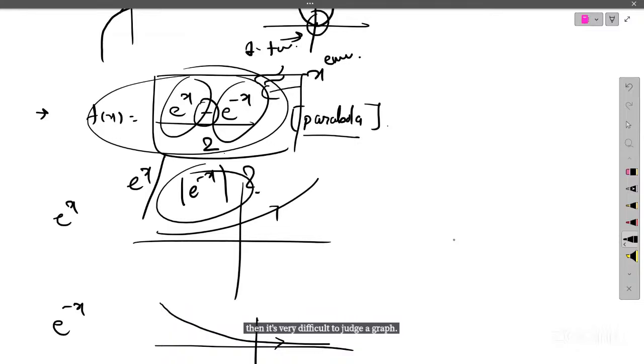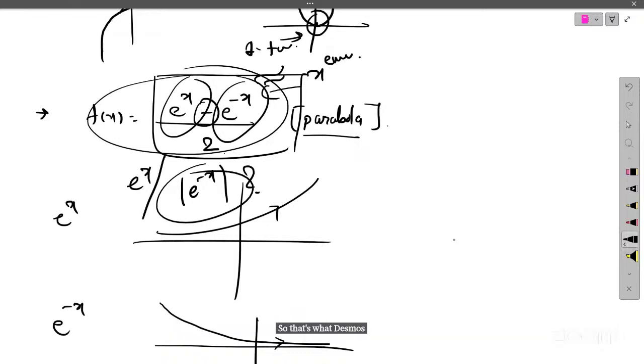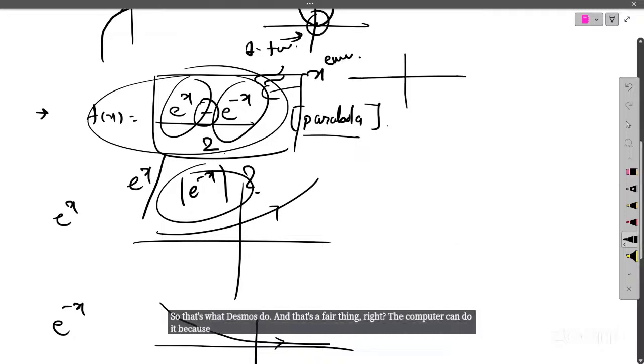The only way is Desmos, because what Desmos does is, I think, it computes the values. I mean, for each x it will compute a y and then plot it in the graph. So that's what Desmos does, and that's a fair thing, right? The computer can do it, but we cannot find a value for each x and then put it on a graph and then make the graph, right?